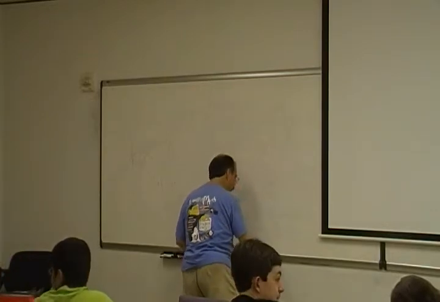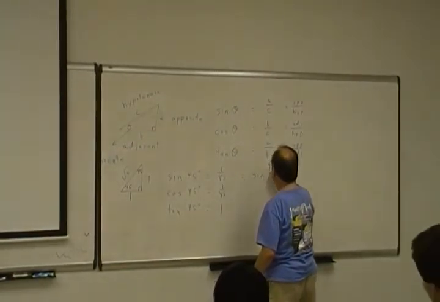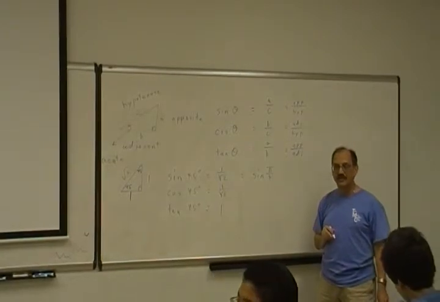I should have said, what I wrote over here was in terms of degrees. You can also write this as sine of pi over 4 if you're talking about radians. Okay?